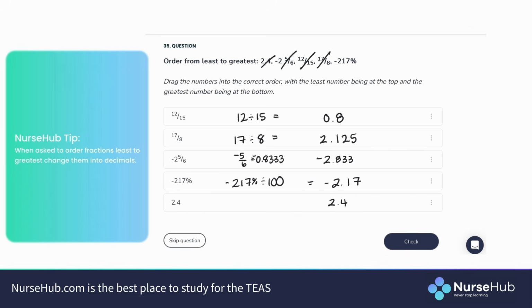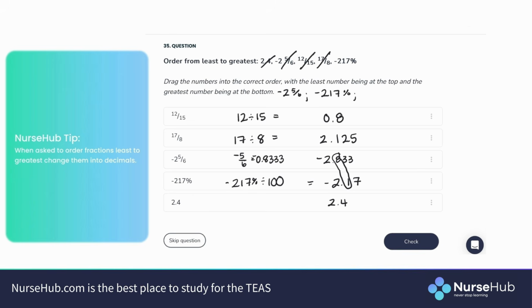Now, luckily for us, our negative numbers are next to each other. And what we notice is that the first difference comes in the tenths place. And again, a negative 8 is going to be farther away from 0 than a negative 1, which means that negative 2.833 is the least number. So where did that come from? Negative 2 5/6. So why don't I write negative 2 5/6, then followed by negative 217%.